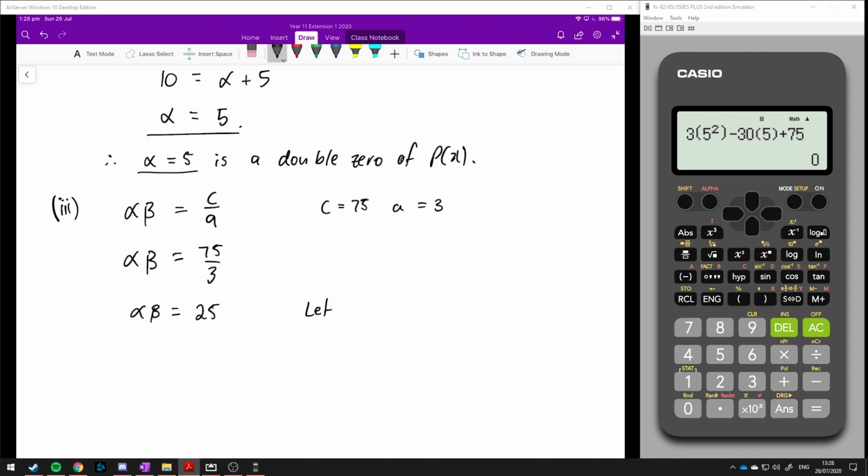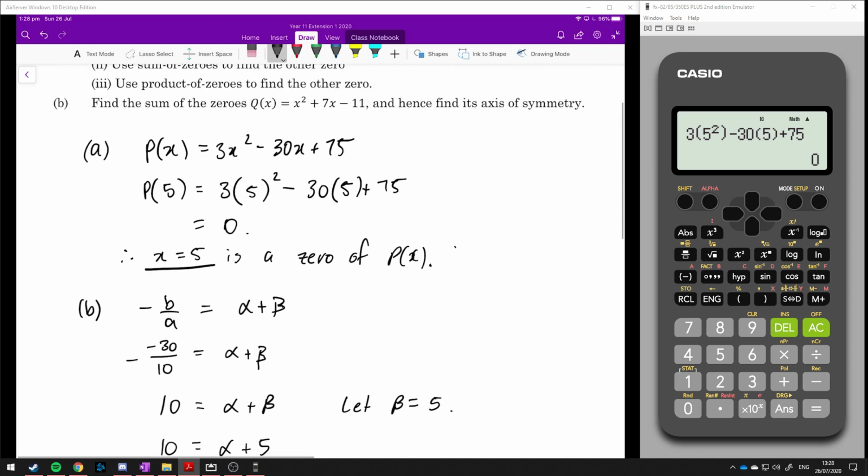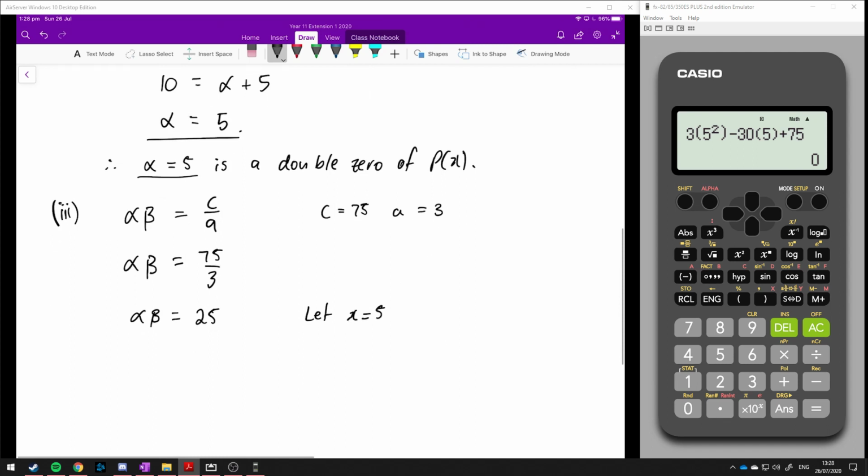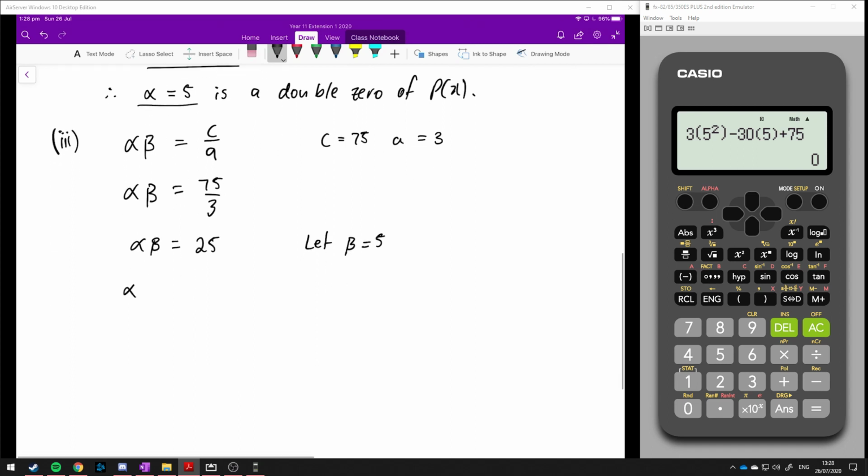Now again, we know that one of the zeros, due to part A, is equal to 5. So what we're going to do is not let x be equal to 5, we're actually going to let beta be equal to 5 again, just like we did before. And so when we do that, we get 5 alpha is equal to 25. So in that case, alpha must be equal to 5, just like we had before.